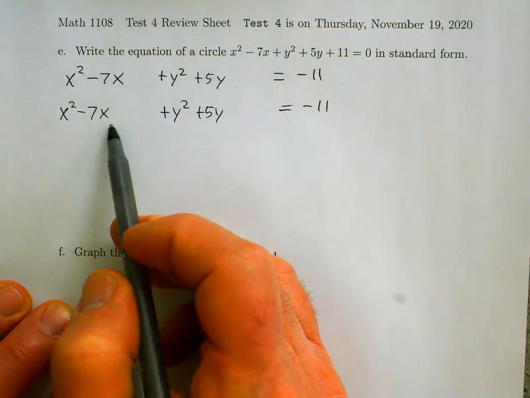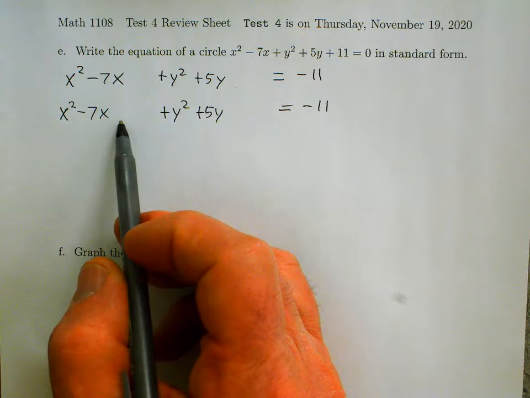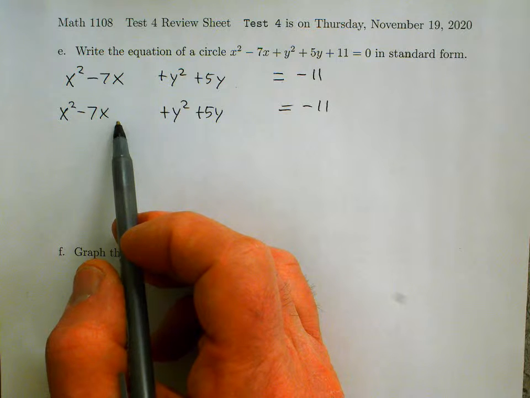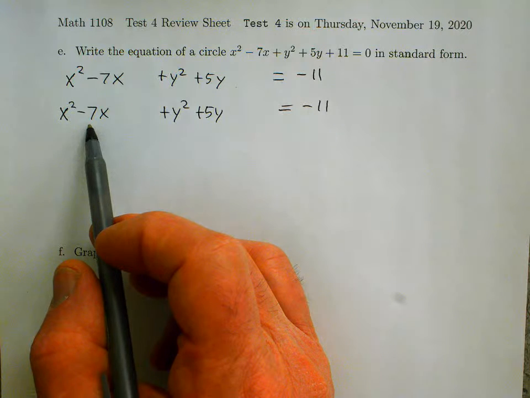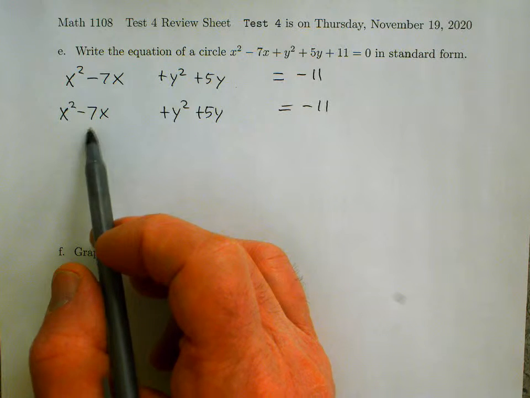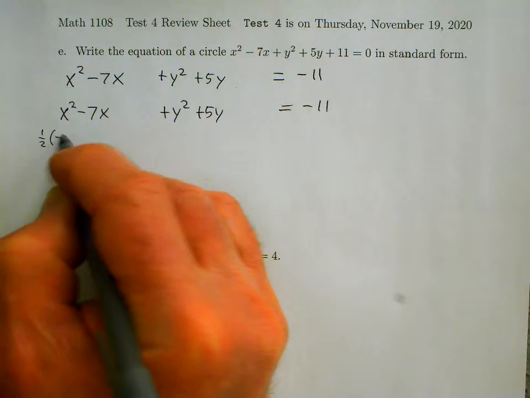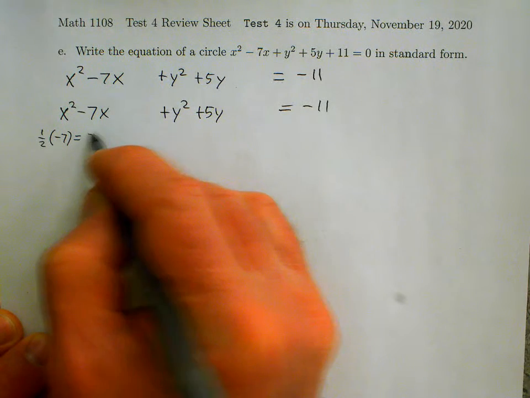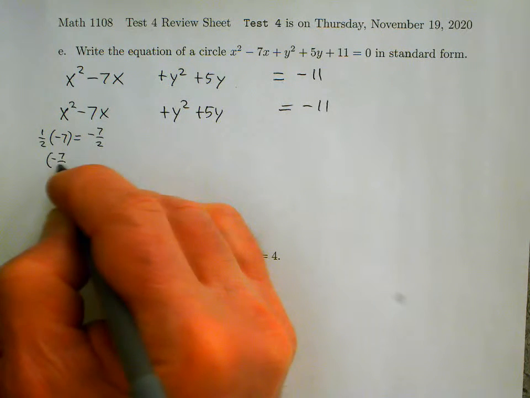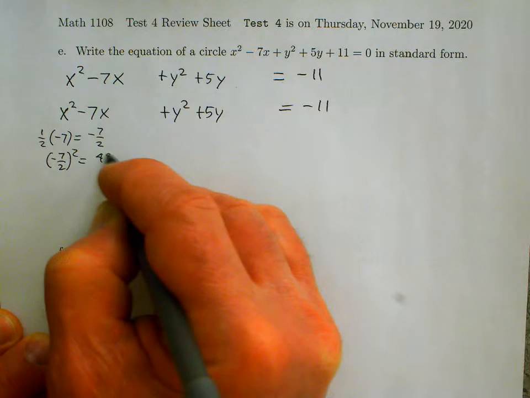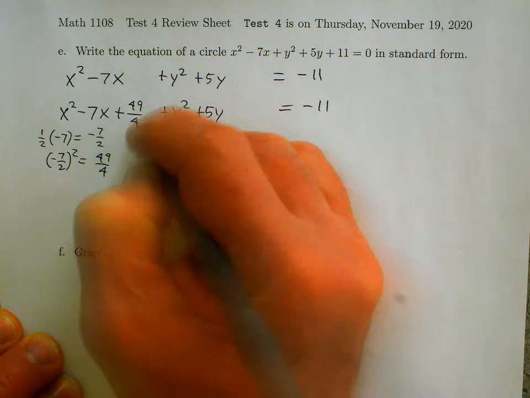Okay, so for this one, x squared minus 7x. To find the number that we're going to add to that to get a perfect square trinomial, we take 1/2 of -7, which is -7 halves. So maybe I can write this. 1/2 of -7 is -7 halves. And then we have to square that number. The number -7 halves squared is 49/4. So we're going to add 49/4 to both sides of the equation.